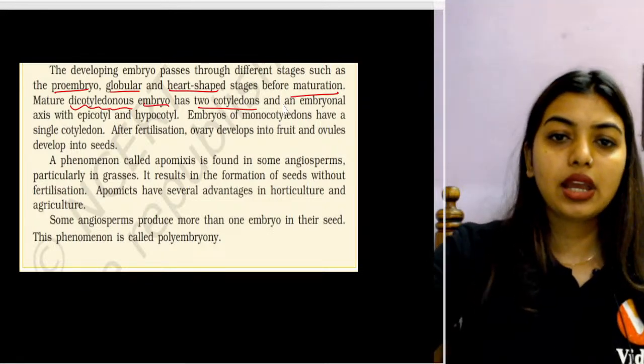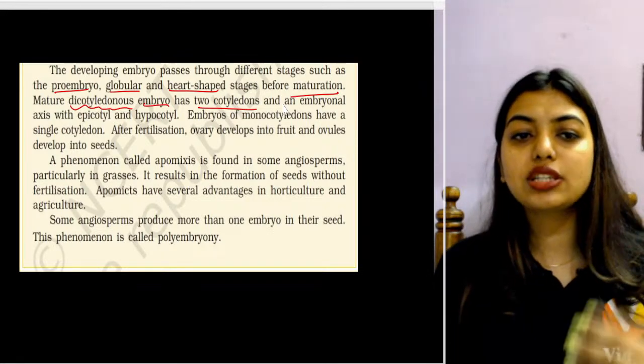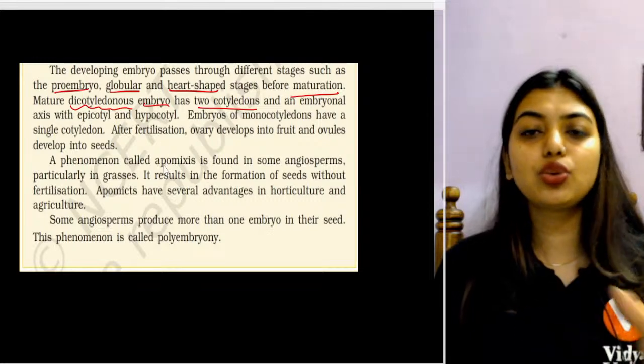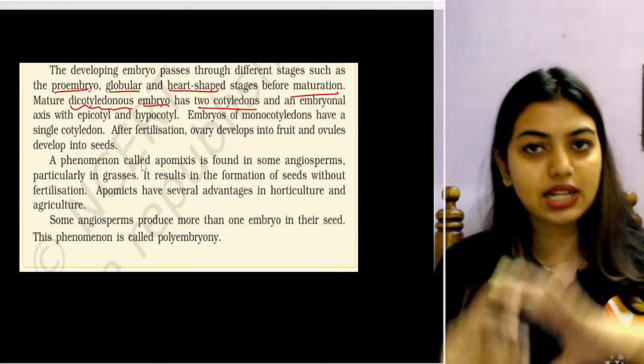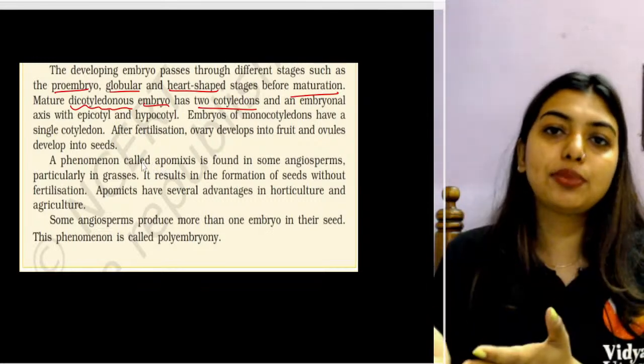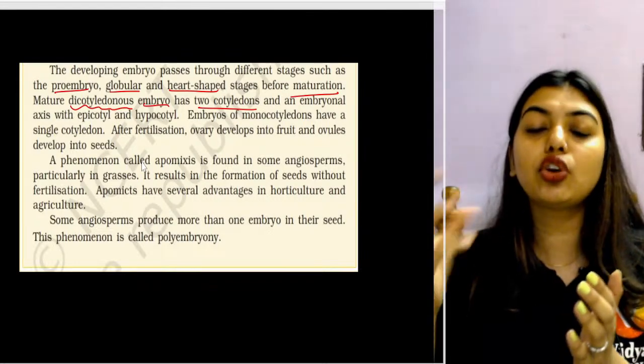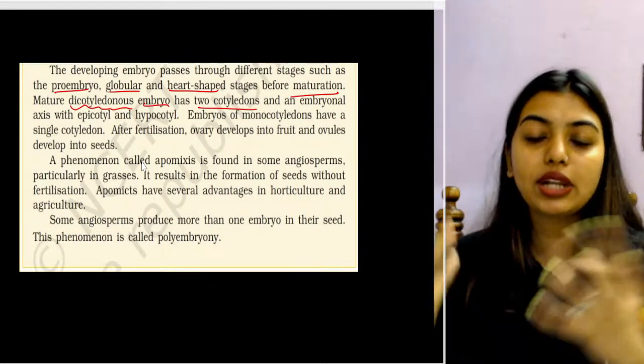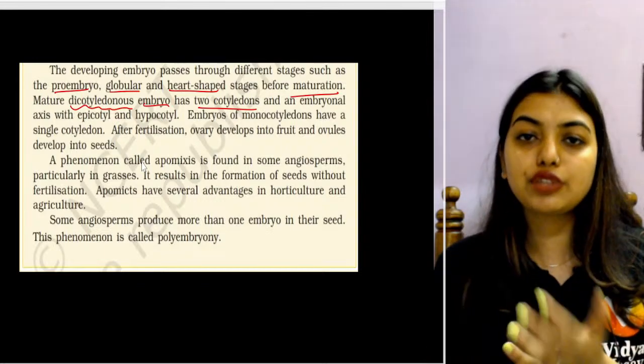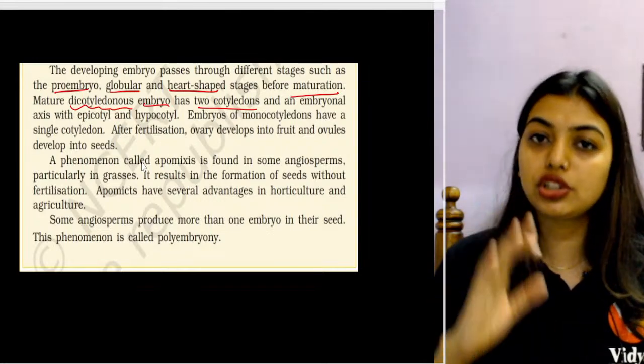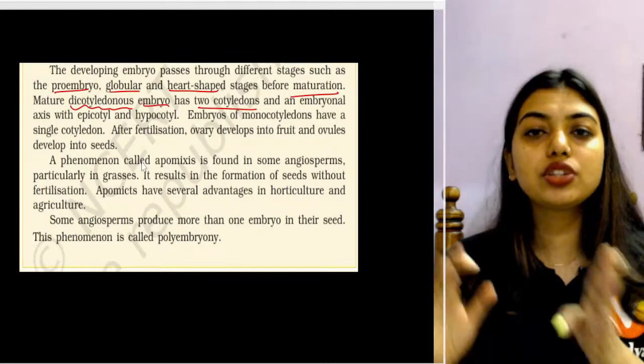Embryos of the monocots have a single cotyledon. After fertilization, the ovary becomes fruit and the ovule becomes seed. That is the general thing. The ovary has to become fruit. If the ovary does not form the fruit, or some other part of the plant becomes a fruit, like the thalamus, then we call it a false fruit. If it forms from the ovary, we call it the true fruit. And the ovules will become seeds.